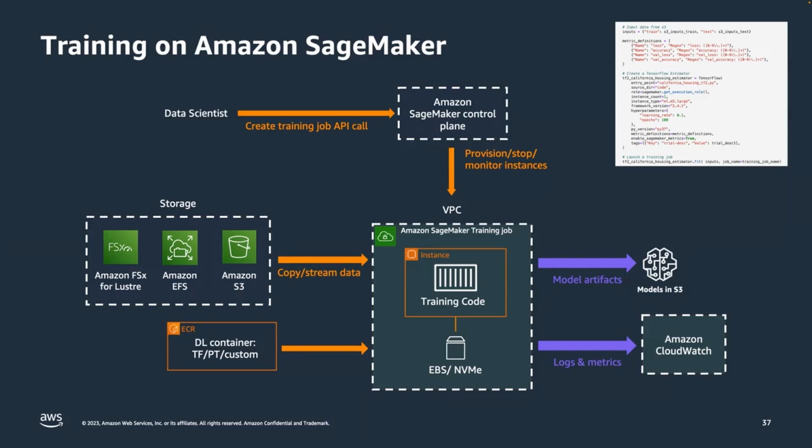SageMaker control plane will spin up the EC2 instances and copy your training script on those EC2 instances. Then it will download the DLC image, the code image from the Elastic Container Registry. So for example, it could download a Hugging Face deep learning container. The control plane will also download your training data from the location you specified.